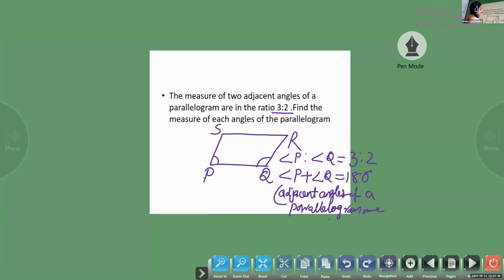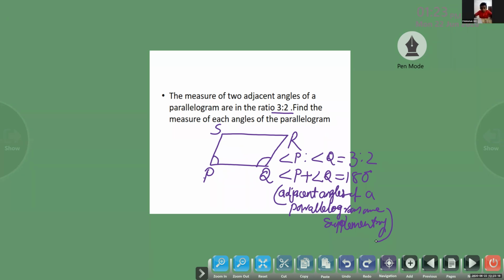Adjacent angles of a parallelogram are supplementary. But given that P and Q are in the ratio 3:2. If a ratio is given, how can we represent the angles? You studied this last year. Does anybody remember that?